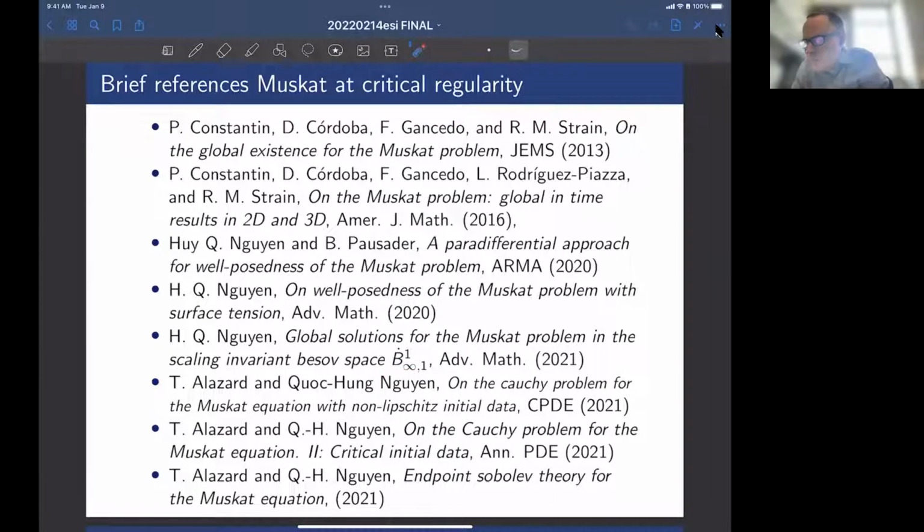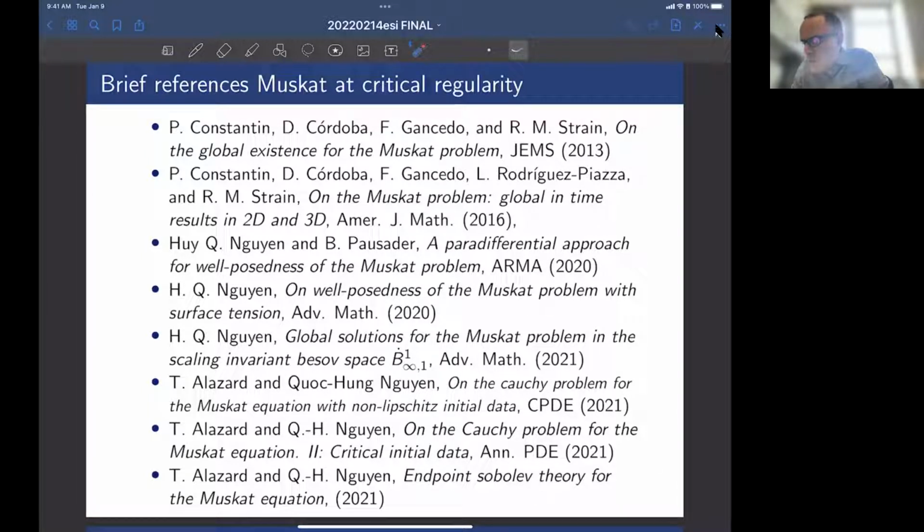And then there are these three very interesting papers by Alazard and Quoc-Hung Nguyen on critical local existence for the Muskat problem.